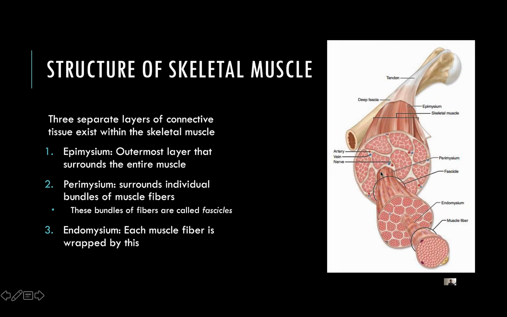Perimysium is going to be right here. You can see actually that circle is highlighting the fascicle. The perimysium is going to be the tendinous connective tissue almost that is running along the outside of that. And then the endomysium is all the way down here on the individual muscle fiber, wrapping that in. So it's kind of zooming in as you go through.